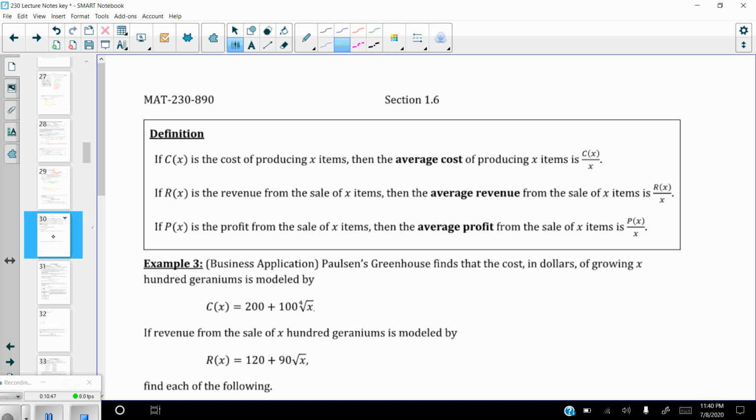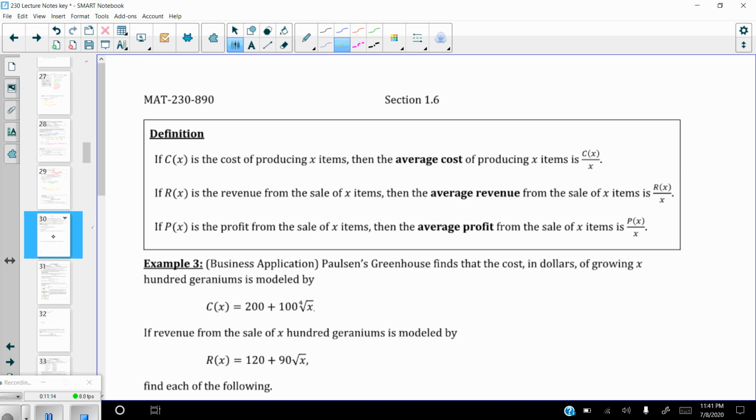So a couple of definitions here. The cost, which we're going to call capital C of X, is the cost of producing X items. If that's the case and we want to find the average cost, remember that if you want to find the average of something, you take the total of something and you divide it by how many there are. So we're going to take the total cost, which is C of X, and we're going to divide it by X items, however many the items there were. That will give you the average cost.